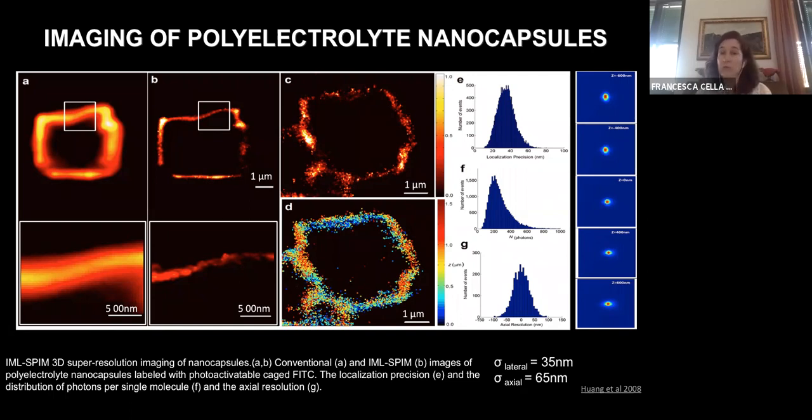We can also do 3D super resolution using an astigmatism approach. So we are inserting a cylindrical lens also in the detection path, so we can have a distortion, and the distortion depends on the position along the axial direction. So from the ellipticity of the spot we image, we can also assign the axial position with high precision.